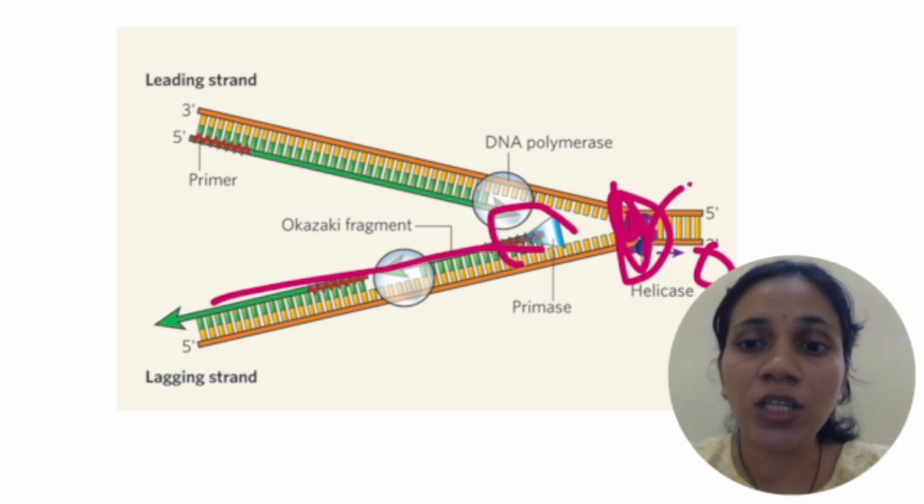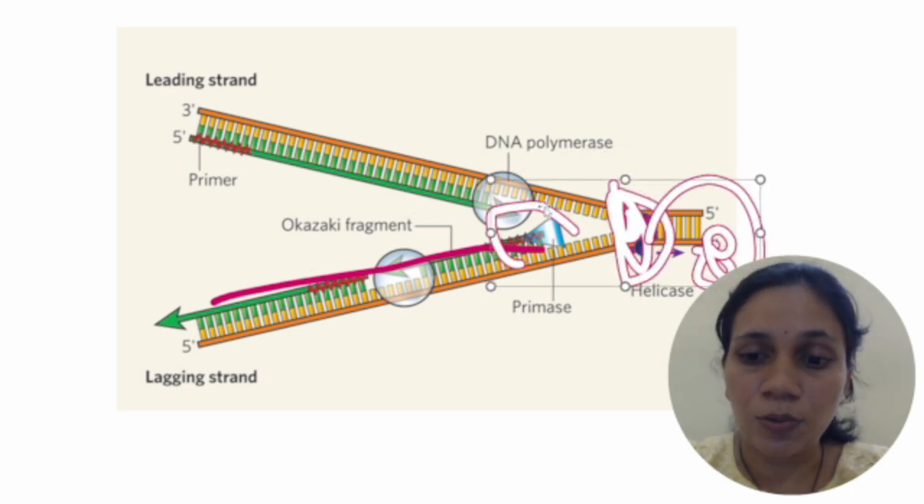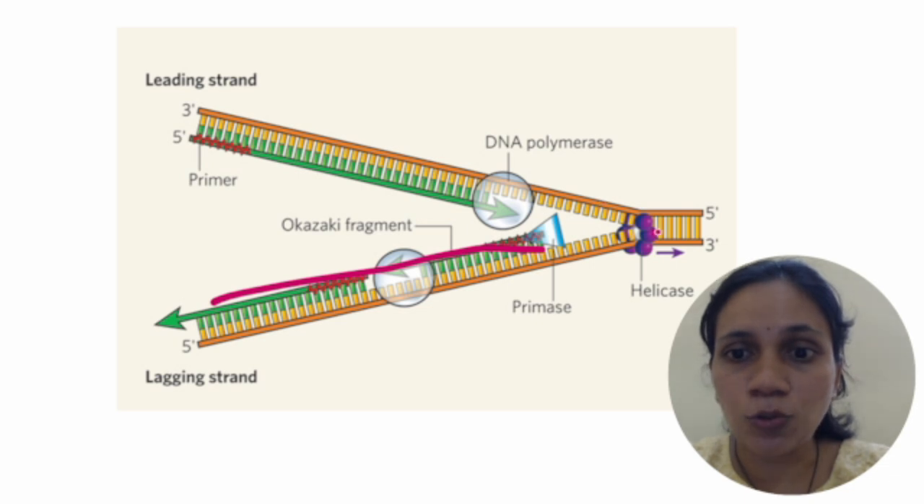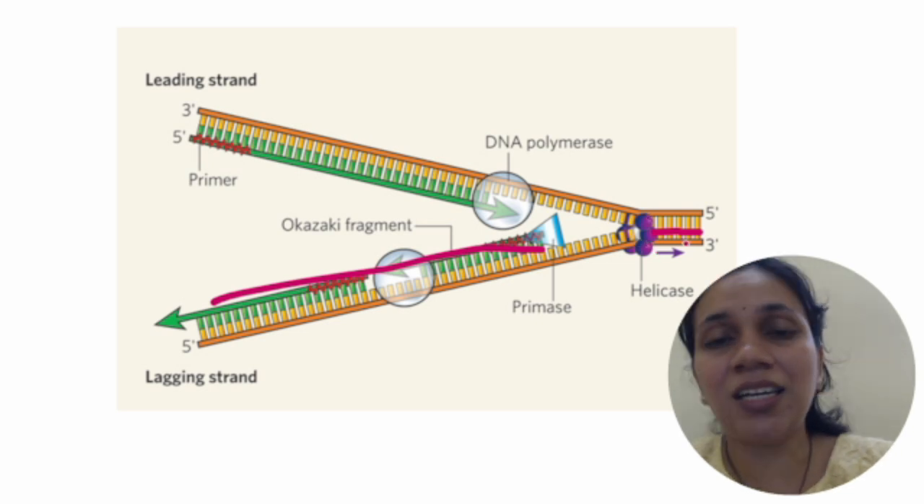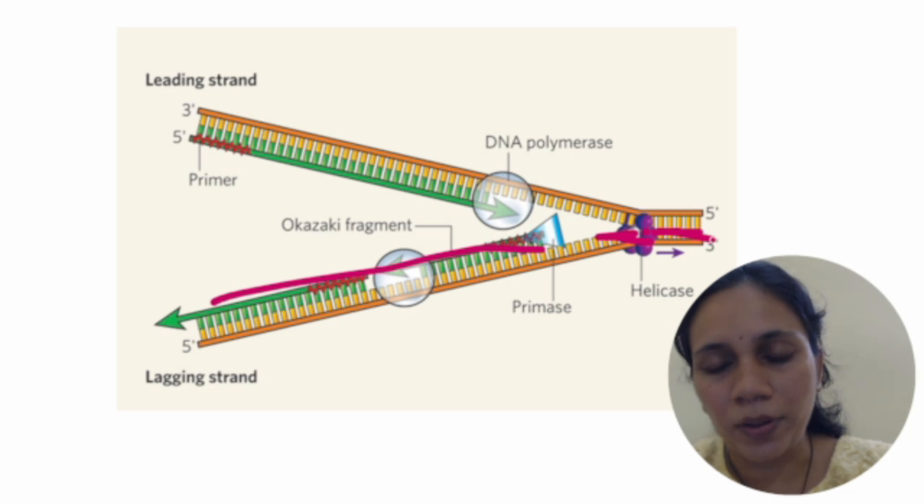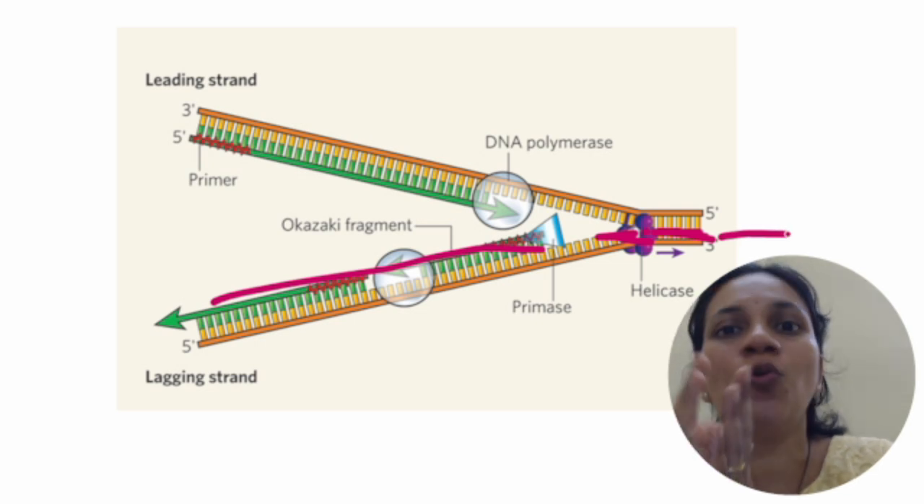But to reach the 3 prime direction, it has to still wait so that this part has to open. Then only it will reach the 3 prime direction. So this occurs in a discontinuous manner. The DNA polymerase will reach over here, then it has to stop. Then again this part has to open, then again it will add dNTPs. Further, again it has to stop because the next part of the DNA has to open.